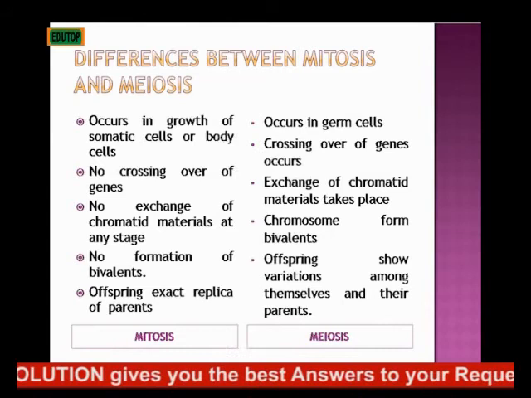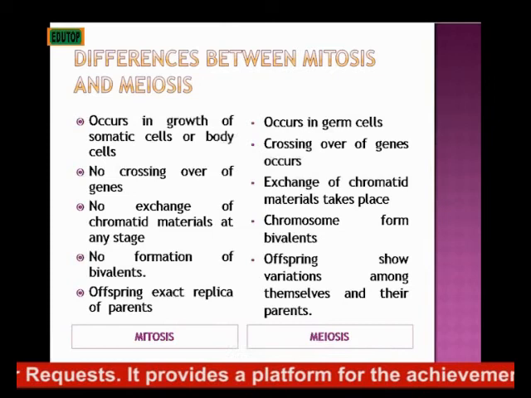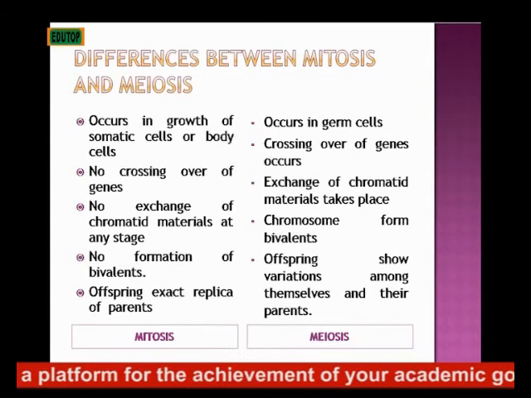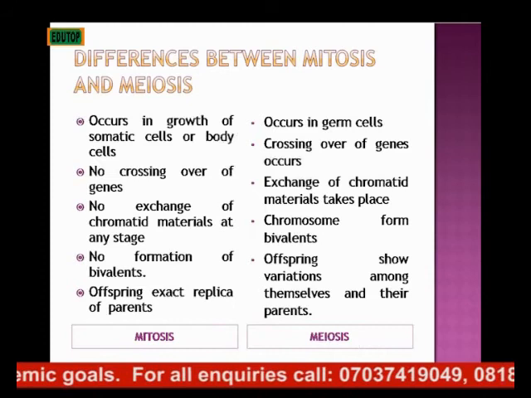Then in mitosis, there is no crossover of genes, but in meiosis, you have gene crossover. In mitosis, there is no exchange of chromatid materials at any stage, but in meiosis, there is exchange of chromatid materials. Then in mitosis, there is no formation of bivalents, while chromosomes form bivalents in meiosis.